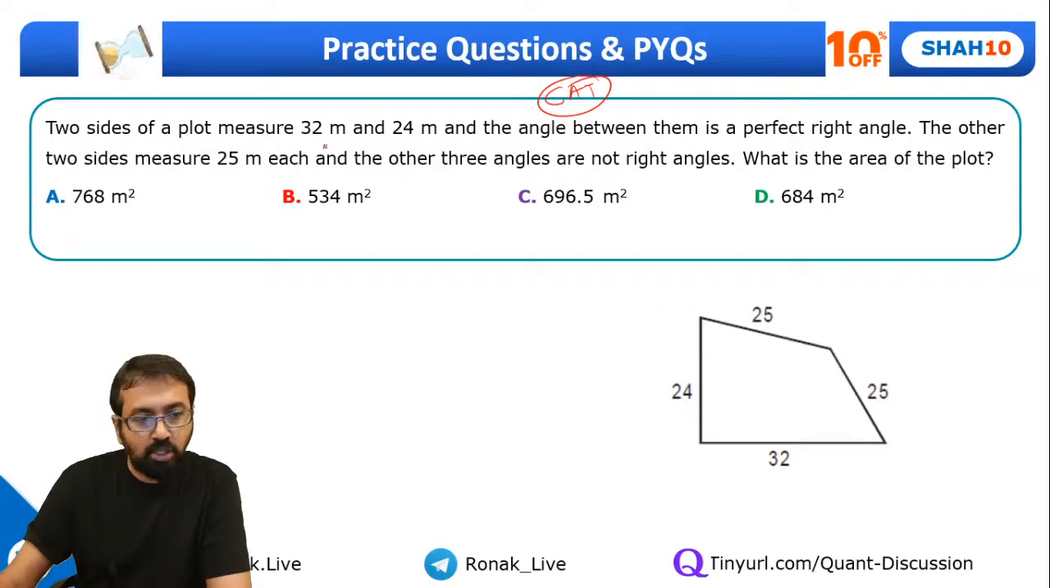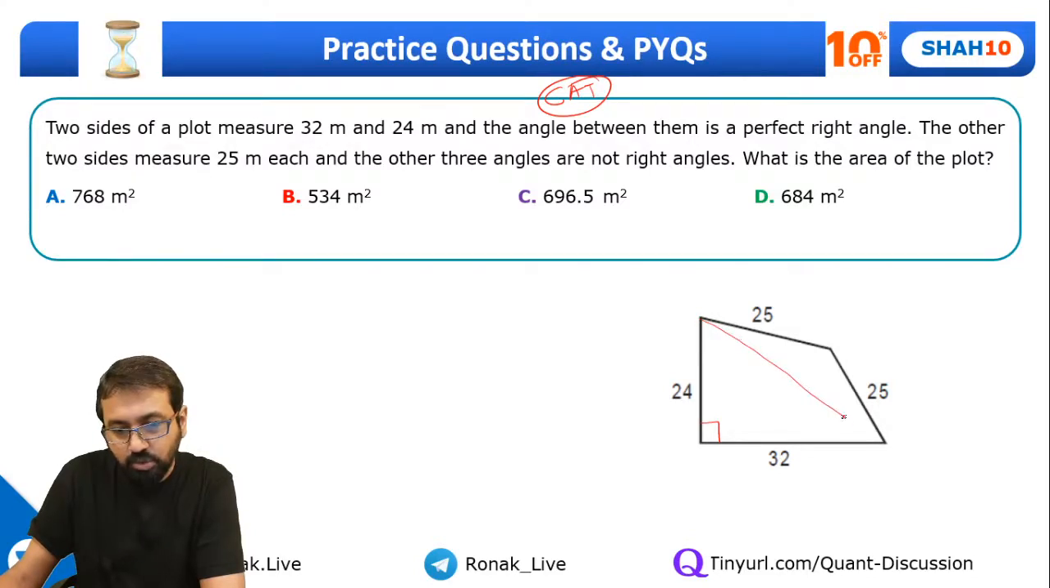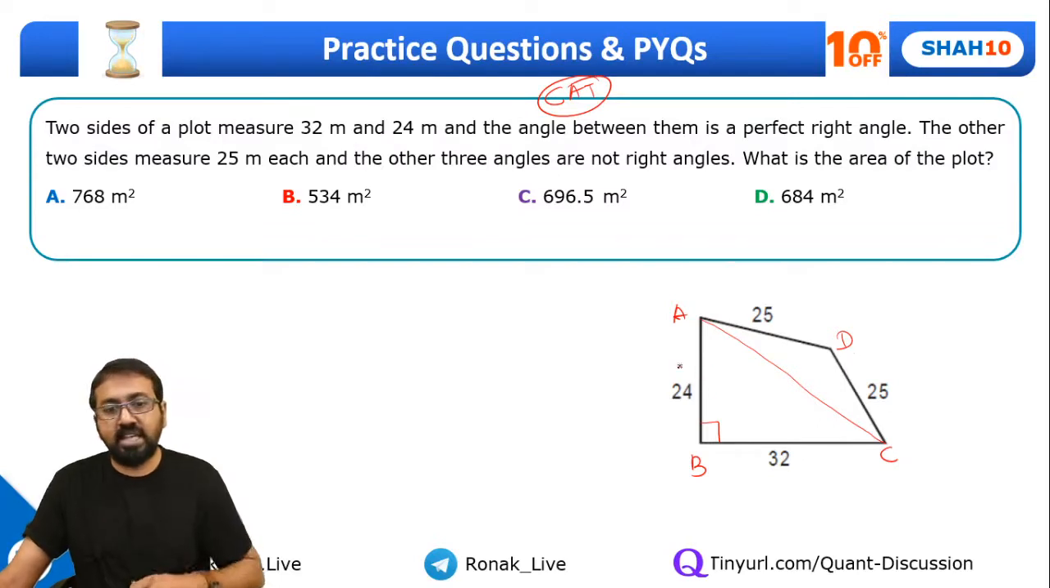Two sides of a plot measure 32 meter and 24 meter, and the angle between them is a right angle. Because a right angle is a right angle, we don't need to write perfect right angle. And the other two sides measure 25 meter each. So this is how the situation is. Of course, you might be tempted to draw a line over here, so you can do that. Let me give some names: A, B, C, D. And the other three angles are not right angles, that's for sure. What is the area of the plot? So you are given the measurement of sides and you need to find the area.